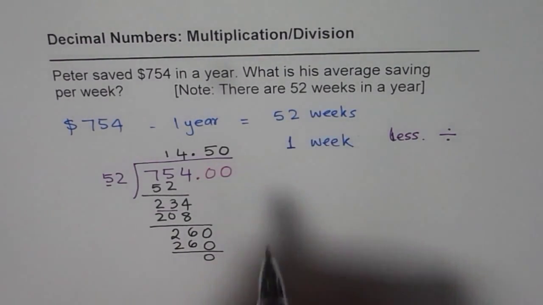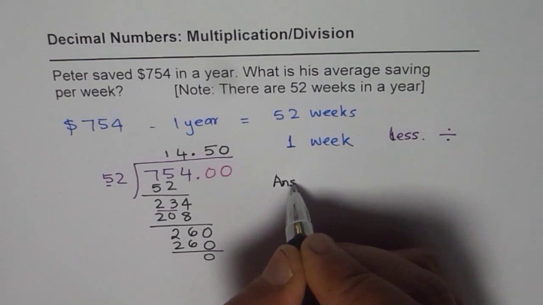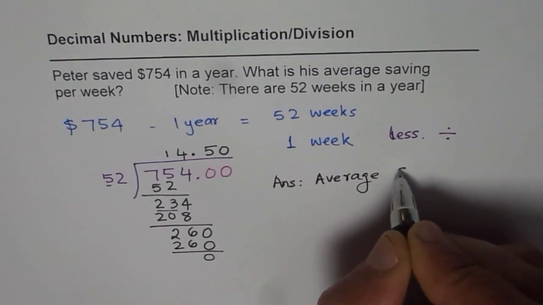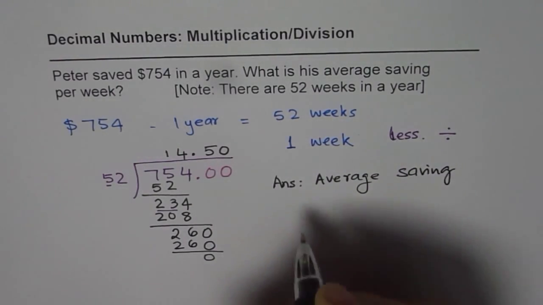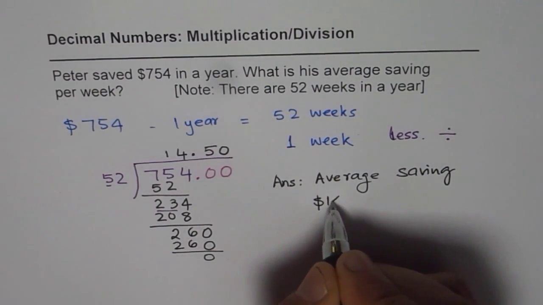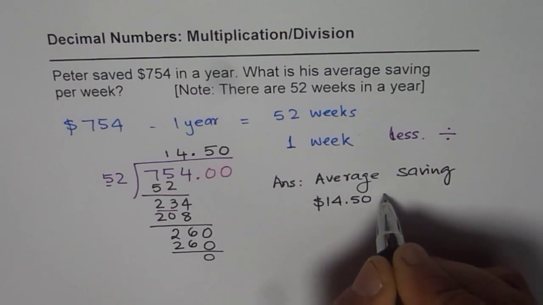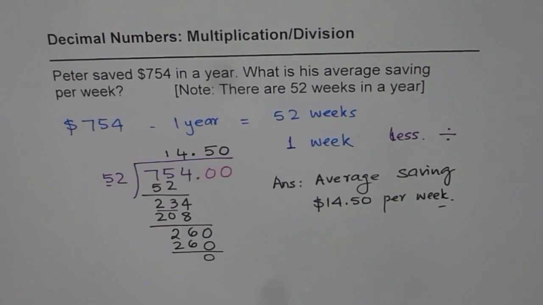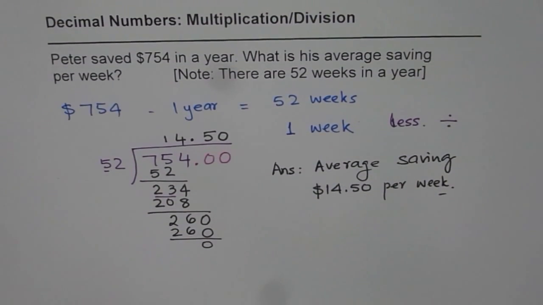So we found that the average saving is what? So we get average saving of how much? Dollars, units are very important. $14.50 per week, right? So that is how you can solve such questions, and I hope you learn the strategy, how to write your answer in decimal places, right? So it makes sense here, dollars and cents. So it is $14.50 per week. 52 weeks will give us $754 by the end of the year.